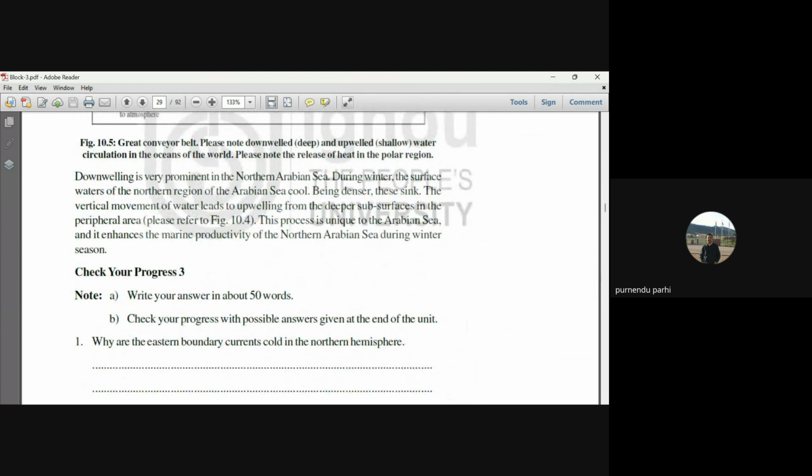Downwelling is very prominent in the northern Arabian Sea. During winter, the surface water of the northern region of the Arabian Sea cools. Being denser, it sinks. The vertical movement of water leads to upwelling from the deeper subsurface in the peripheral area. This process is unique to the Arabian Sea and it enhances the marine productivity of the northern Arabian Sea during the winter season.